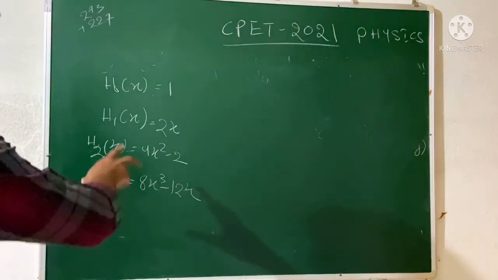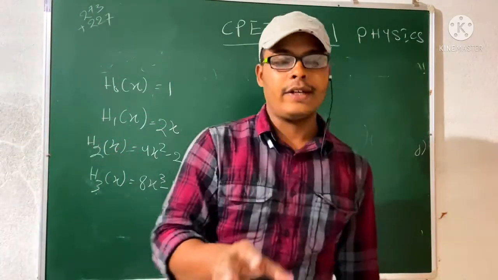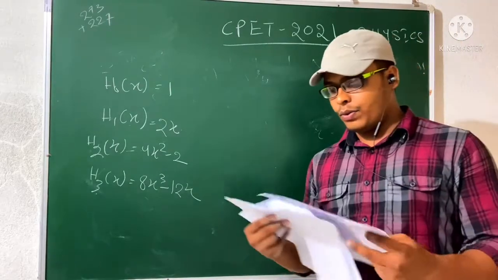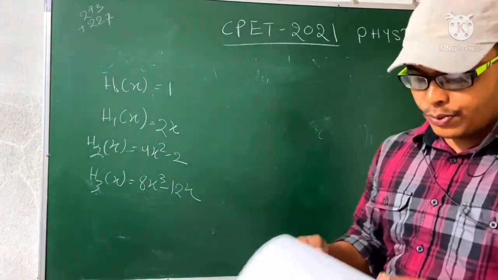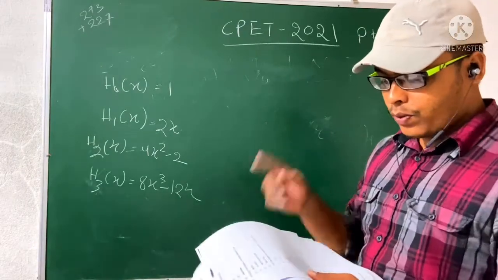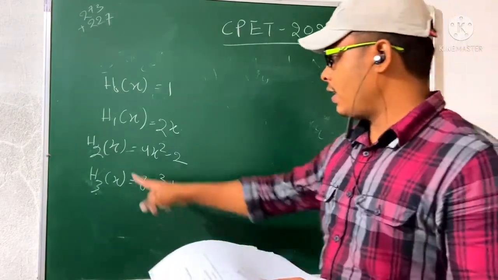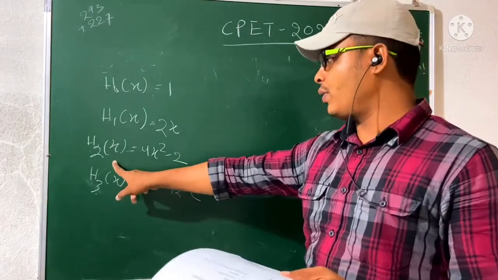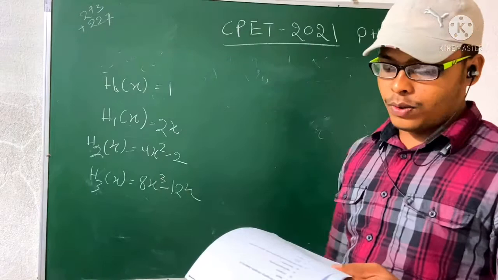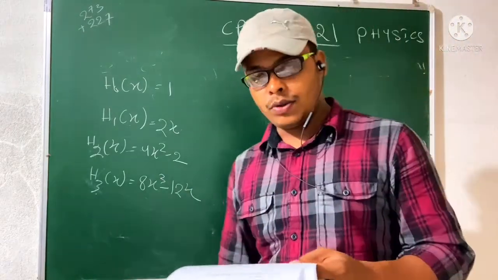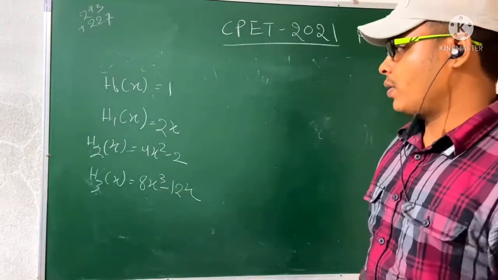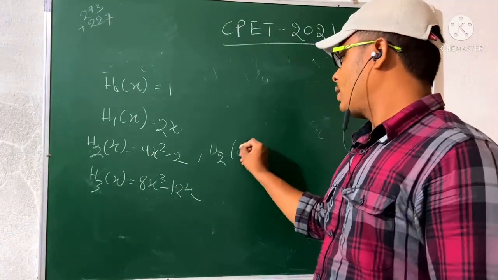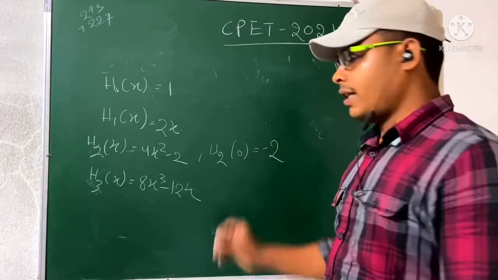I have told you already that you have to remember 3 or 4 Hermite polynomials, 3 or 4 Legendre polynomials. Then you use this technique. H2n(0): if n equals 1, then come to H2. H2(0), if you substitute 0, that will give you minus 1 to the power n, that is minus 1 to the power 1, so this is minus 2. So H2(0) is minus 2. This is correct, so option 1 is correct.